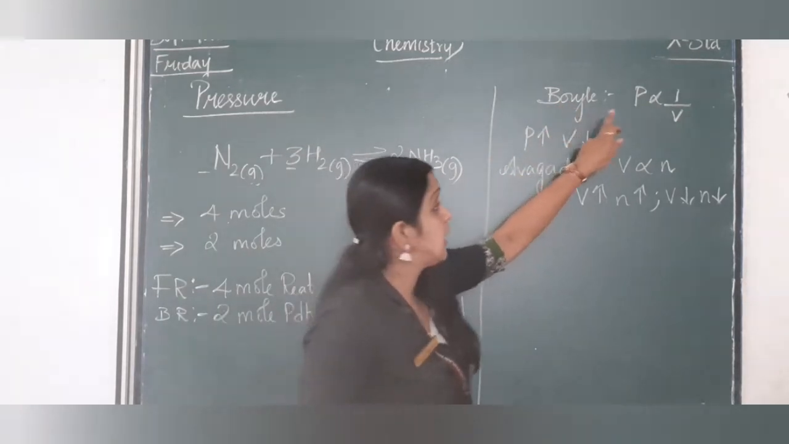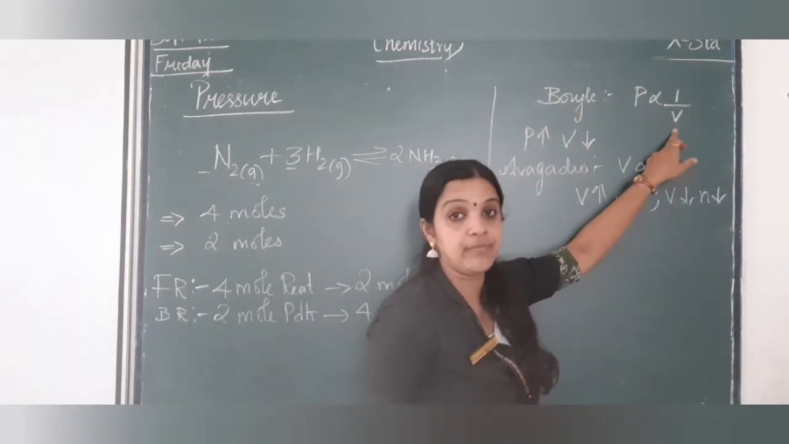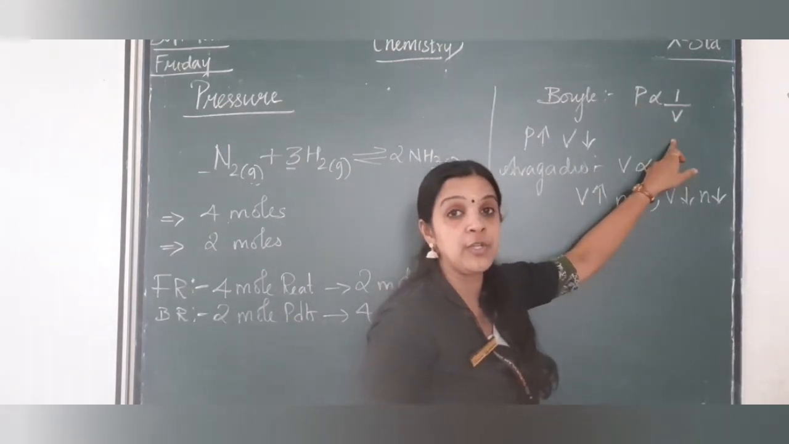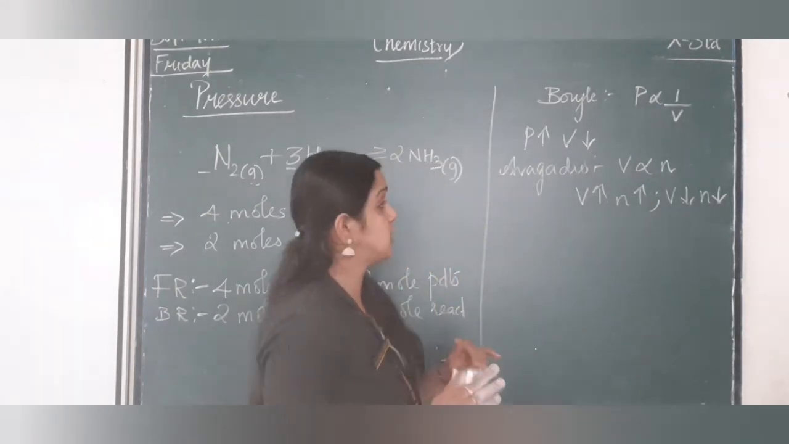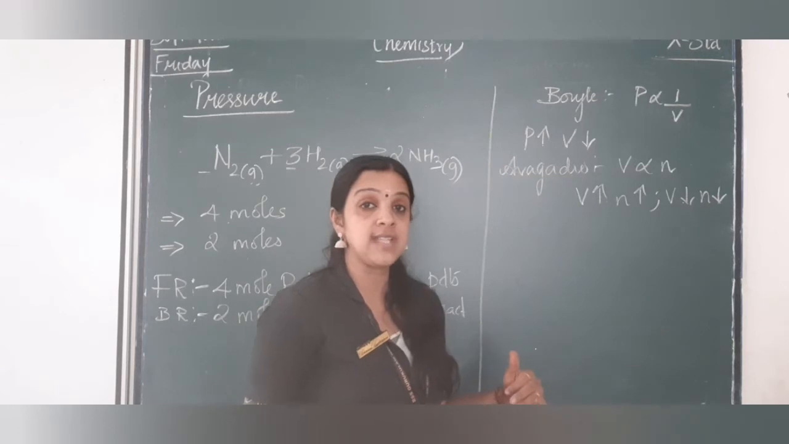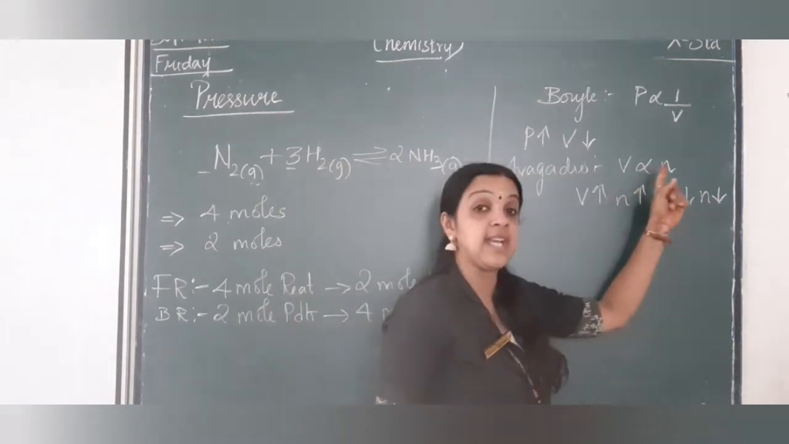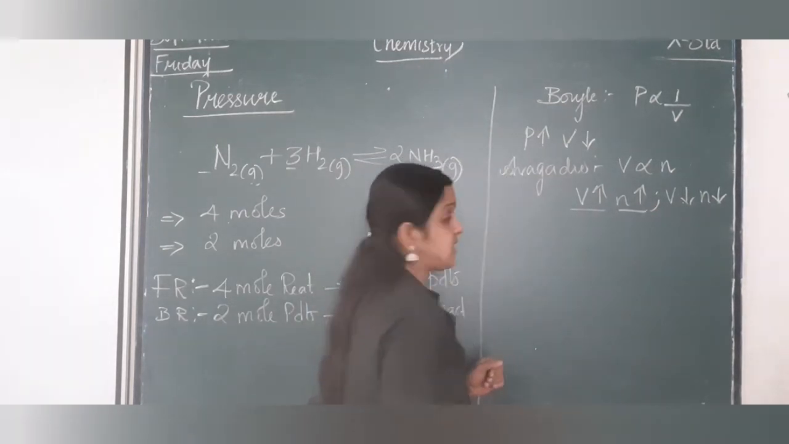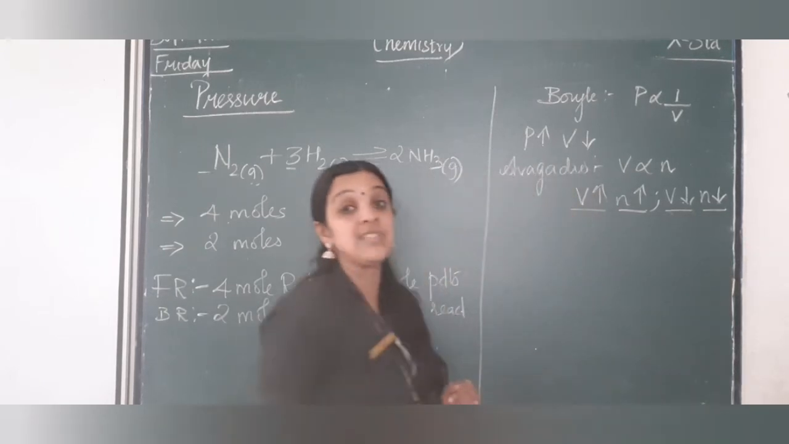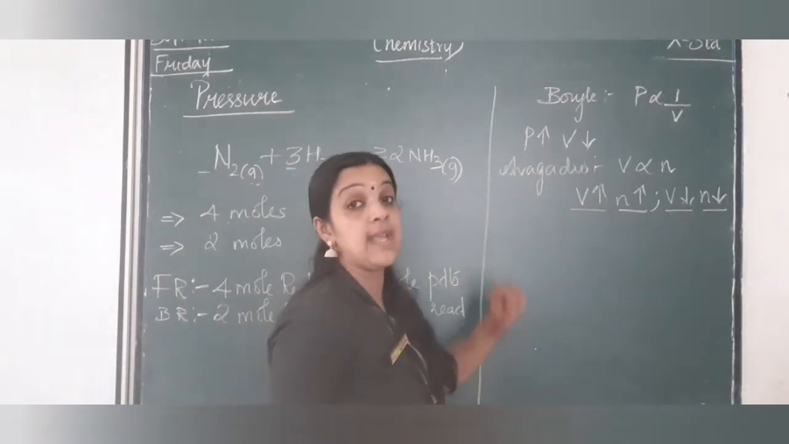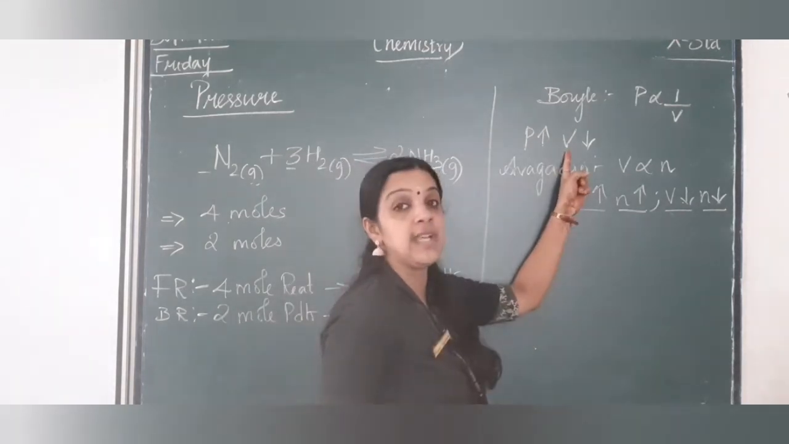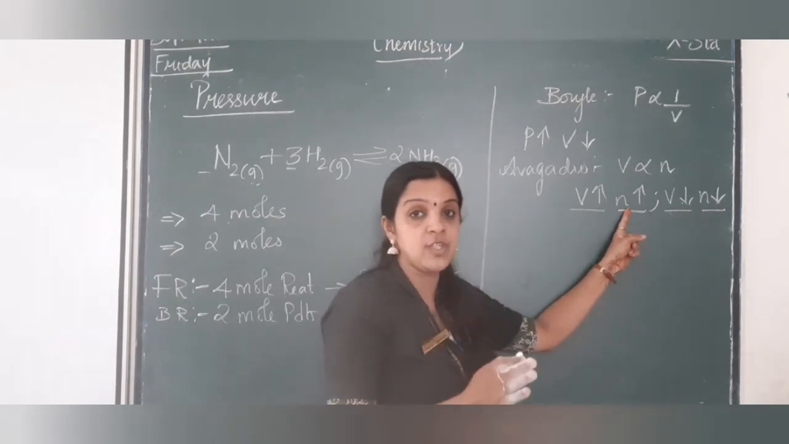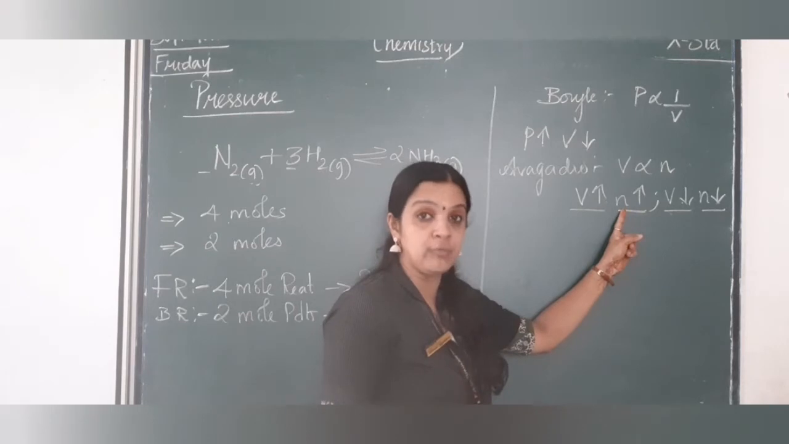Boyle's law states pressure is inversely proportional to volume, which means when pressure increases, volume decreases, or when pressure decreases, volume increases. They are inversely proportional. But what does Avogadro's law state? Avogadro's law states volume is directly proportional to number of molecules, which means when volume increases, number of molecules increases. When volume decreases, number of molecules decreases. So if I want a decrease in pressure, the volume will increase, so the number of molecules will also increase. So the reaction will move in the direction in which there is more number of molecules.